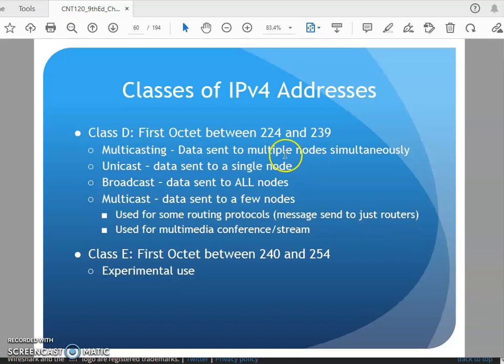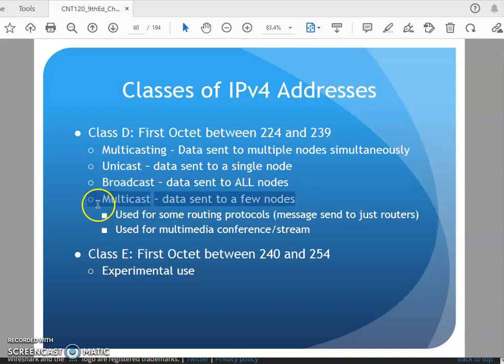Class D was set aside for multicasting. Well, real quickly, unicast is a message sent to a single node. Unicast, unicycle has 1 wheel, 1 tire. A unicast is a message going to one node, 1 device. A broadcast is a message going to all devices. Kind of like, hey, we have a sale, or hey, we're handing out free stuff over here. Hey, don't forget to check under your seat before you leave your airplane seat. Okay, that's a message going to everybody.